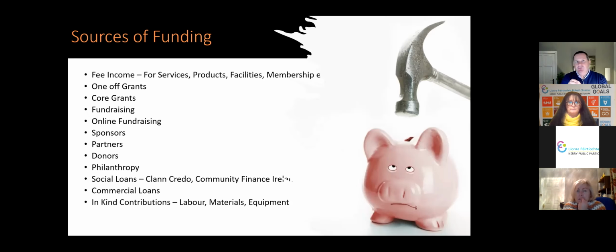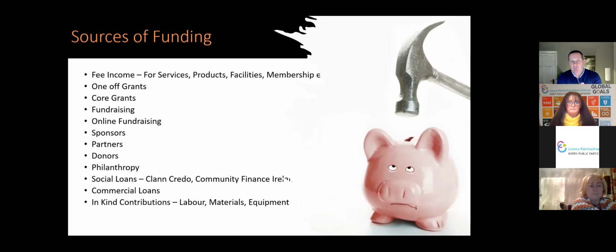So can you generate any money from fees for services you can provide, or products you can sell? A lot of charities would have charity shops run alongside them, where the charity shops are bringing in revenue to subsidize the social service you're providing. Facilities you can rent out.